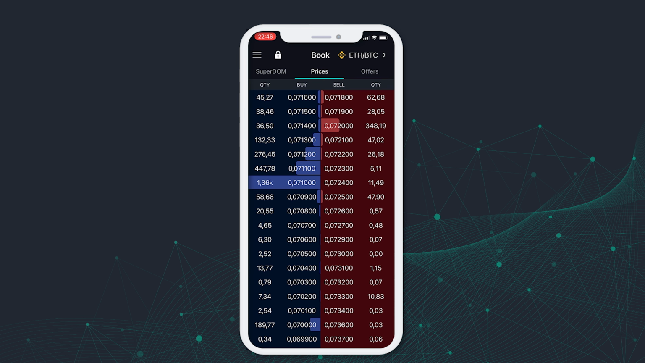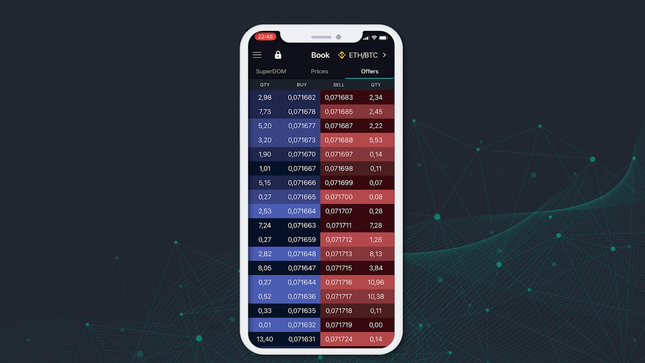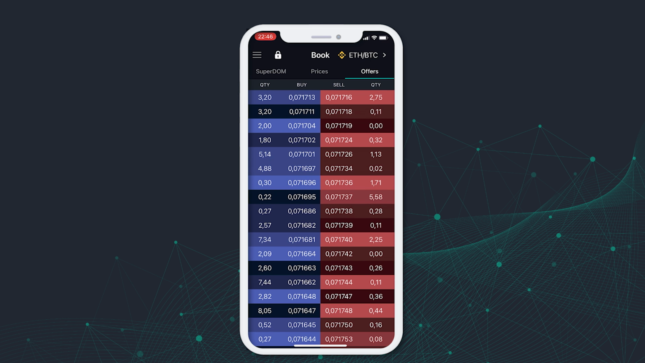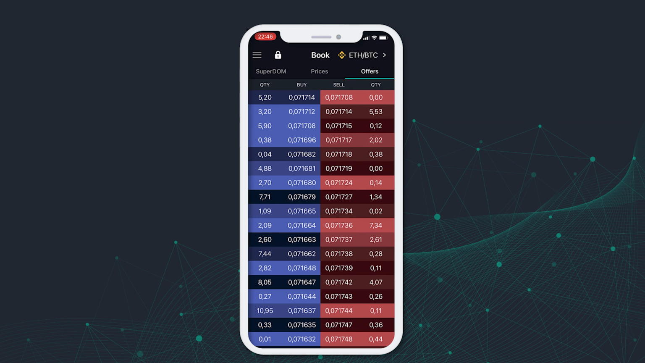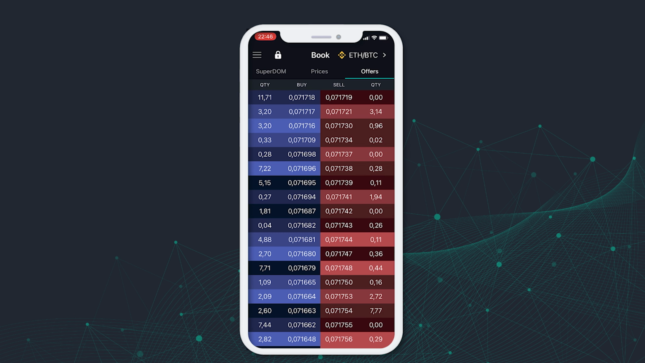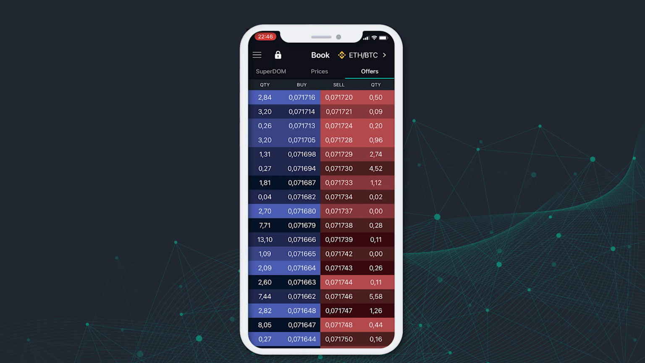To access it, simply swipe to the left, or select the Offers tab from the top of the menu. This tool shows us each of the orders individually for that cryptocurrency at a certain price level. And likewise, we have the buy side on the left and the sell side on the right.